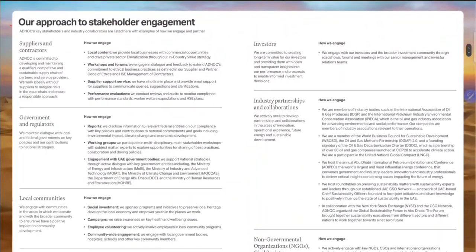Now, what was the approach to stakeholder engagement? Like what we have seen in the previous case study, the key identified stakeholders. How did the company engage with the stakeholders? What were the key focus areas, like local content, workshops, forums, suppliers? What was the discussion? So that is also covered here.